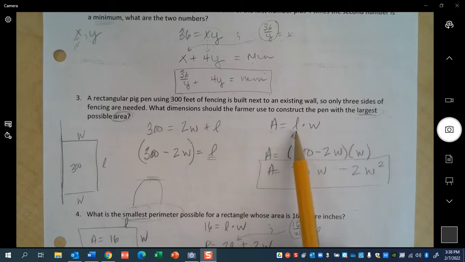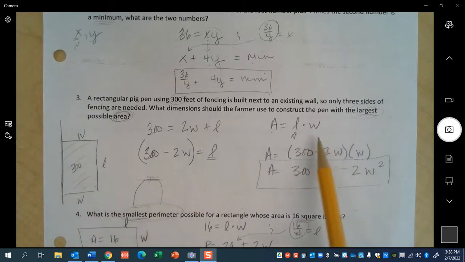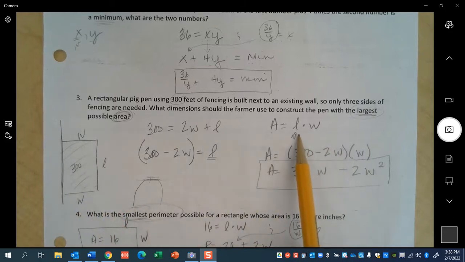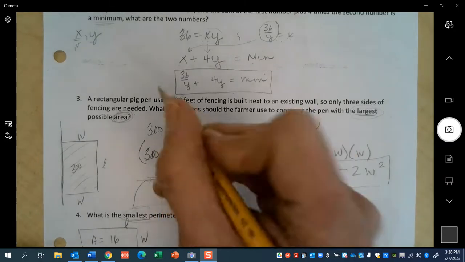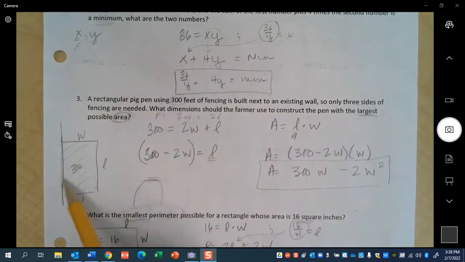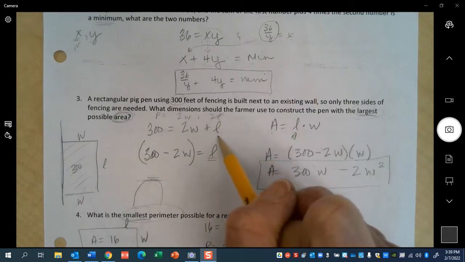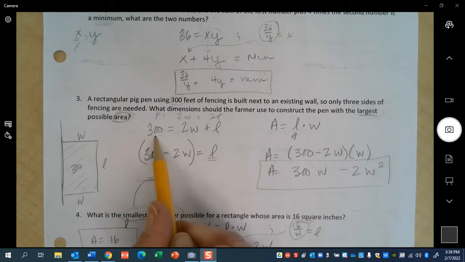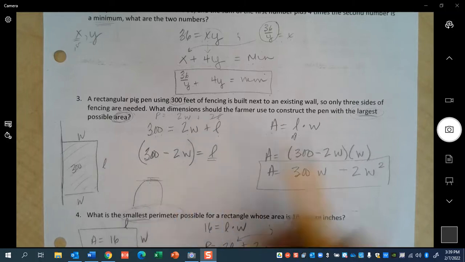My area I know is equal to length times width, and that has nothing to do with this wall. That area is still inside here, and this length times this width has nothing to do with that wall. But that wall has to do with my perimeter. So I know typically my perimeter is twice my width plus twice my length, but check it out, it's against the wall, so that means I only have one side for my length, and I know that my perimeter is 300 feet of fencing. So I go ahead and solve for L in terms of W, and I'm going to substitute that in.